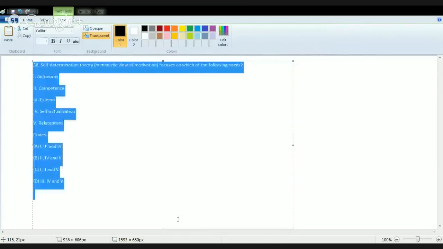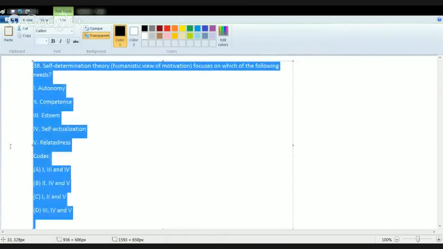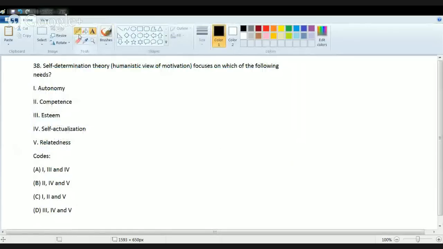The next question here is about the self-determination theory. In self-determination theory, the three terms that are part of it are autonomy, competence, and relatedness. So 1, 2, and 3. So C is the correct answer.